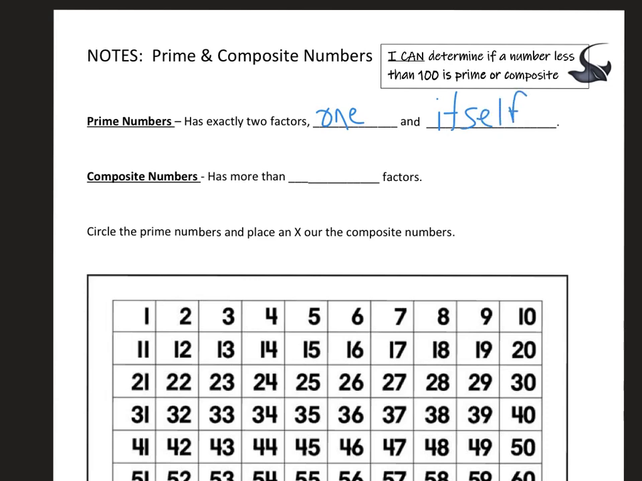So technically 1, the number 1, is not a prime number because 1's only factor is itself. It's also not a composite number because composite numbers have to have more than two factors. So 1 is neither prime or composite. It's a pretty interesting math fact right there.